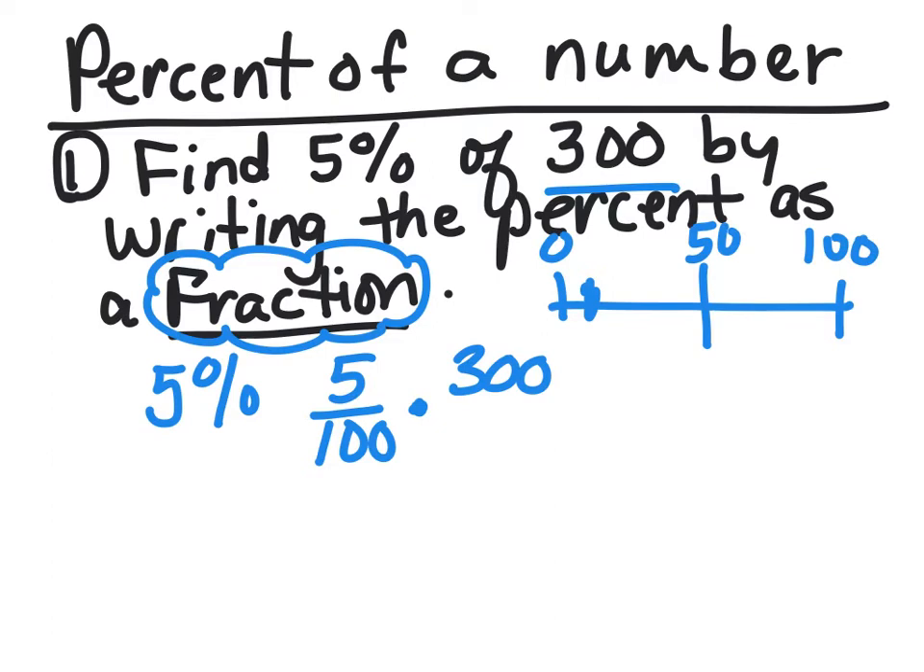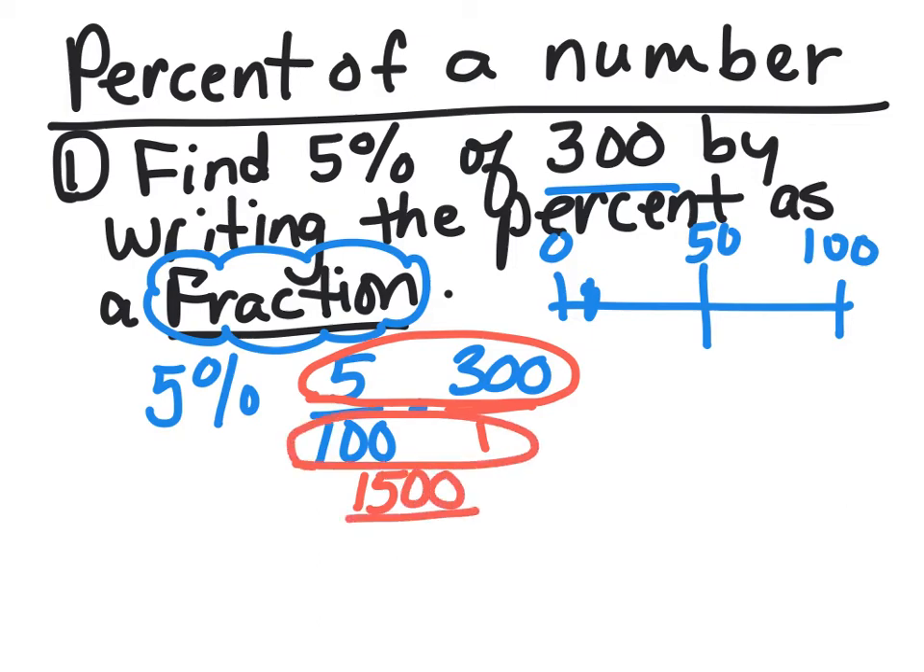5 over 100 is a fraction, so we want to make everything a fraction. So, poof, there, 300 is a fraction, magic 1. So now you can multiply across here, so 5 times 300 is 1,500, and 100 times 1 is 100, and then we can simplify that, and you can get 15 as the answer. So it's close to 0. It's closer to 0 than 50, so that's a reasonable answer.